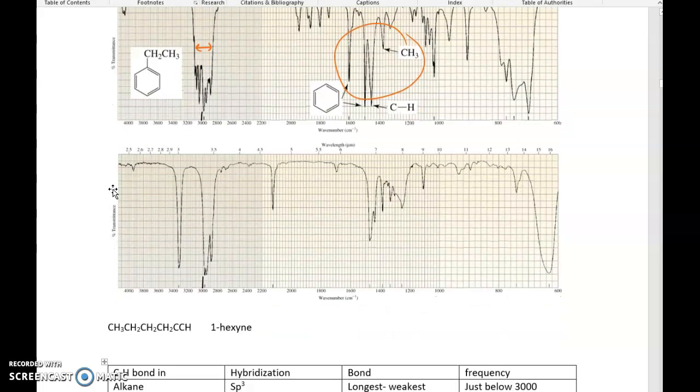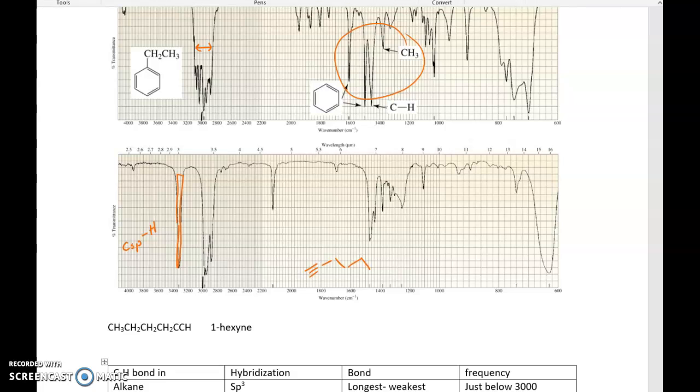Okay, so here's a hexane. Make sure I get 1, 2, 3, 4, 5, 6. And so we get this peak here. I kind of messed it up. Is our carbon sp hydrogen.